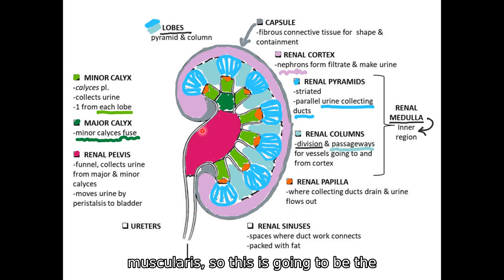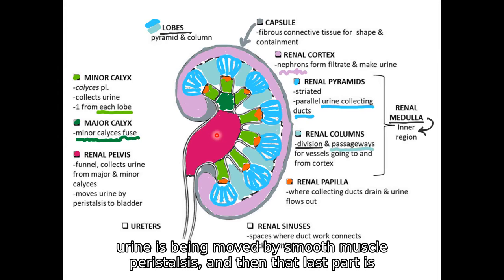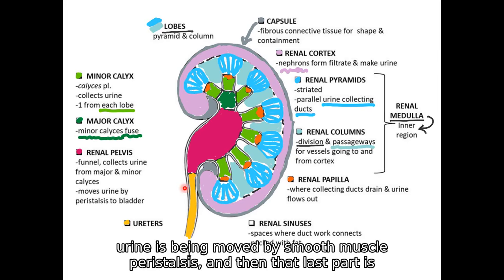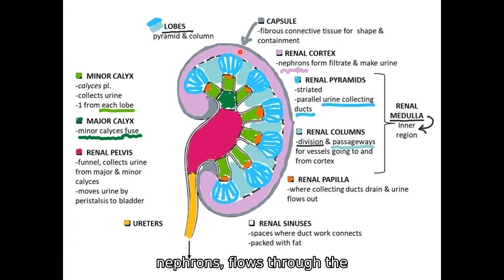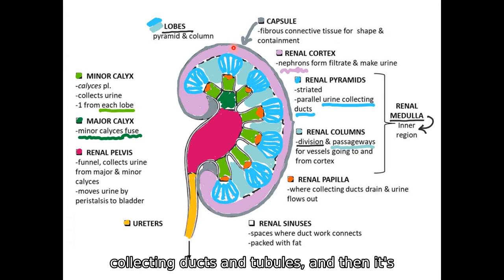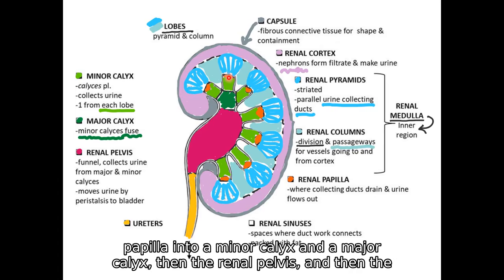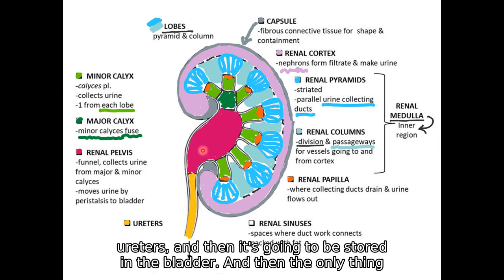And so there's always going to be mucosa, submucosa, muscularis. So the urine is being moved by smooth muscle peristalsis. And then that last part is the ureters. So urine is made out here in the cortex by nephrons, flows through the collecting ducts and tubules, and then it's going to drain out of the renal papilla into a minor calyx, then a major calyx, then the renal pelvis, and then the ureters, and then it's going to be stored in the bladder.